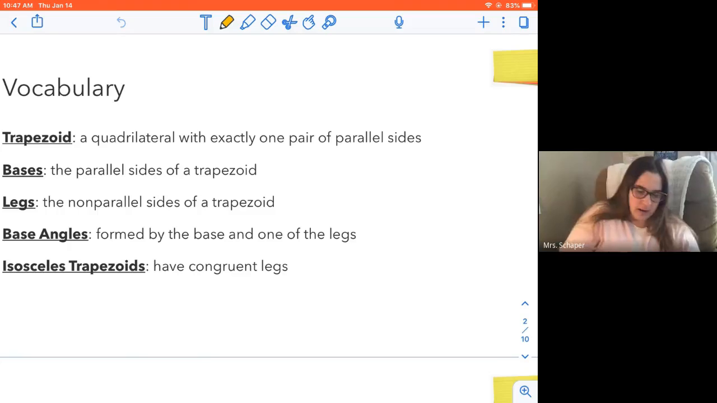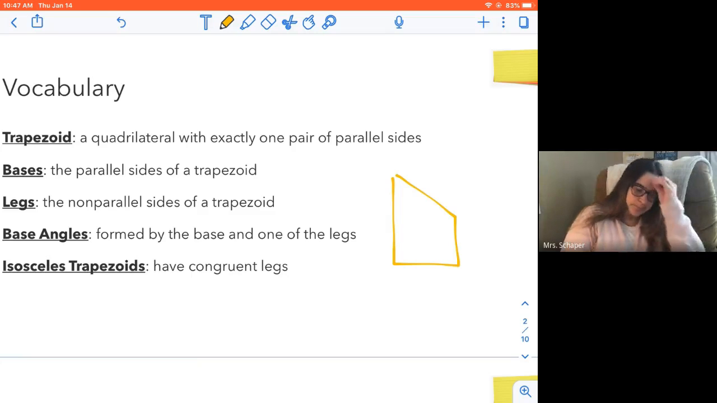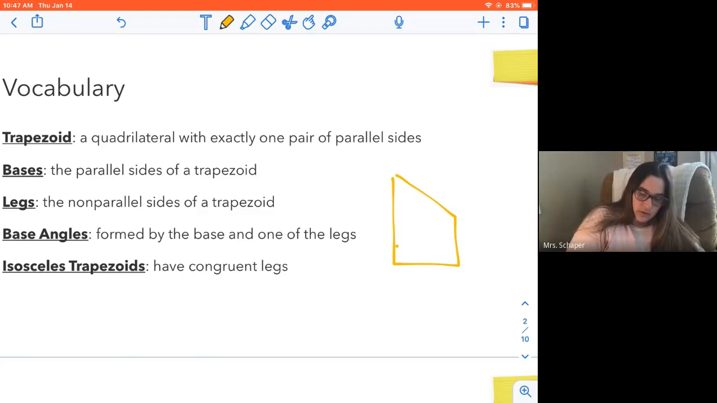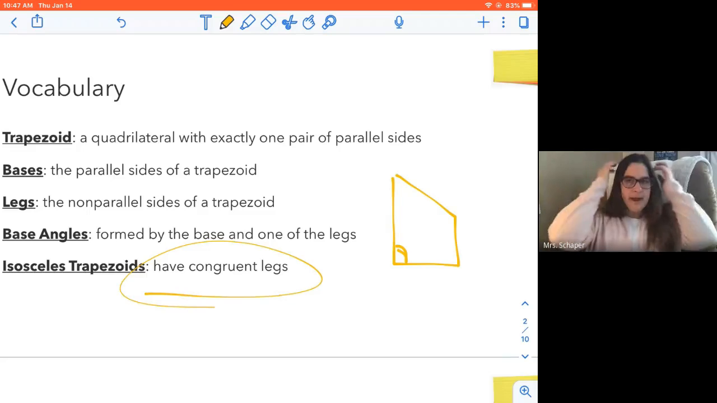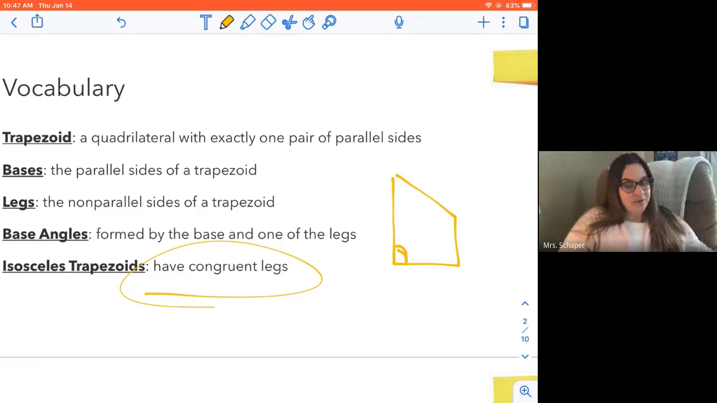Okay, so in a trapezoid, let's say that this is my trapezoid. Okay, it's formed by the base and one of the legs. So this would be a base angle right here. Okay, isosceles trapezoid. They have congruent legs. Keep that in the back of your mind. You're going to be seeing that as we go through this work.